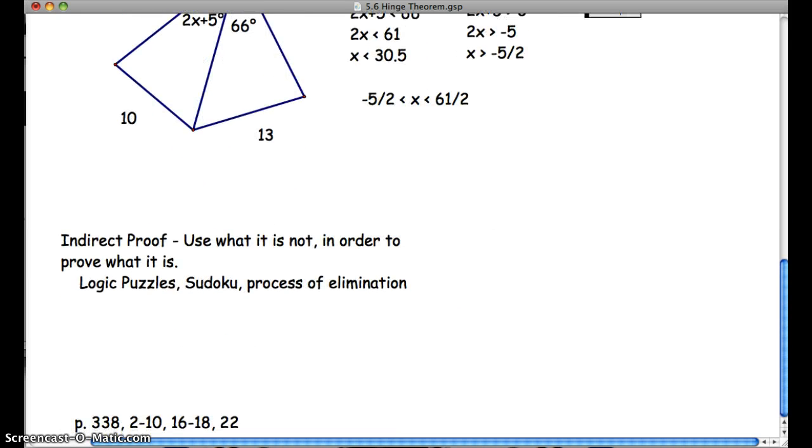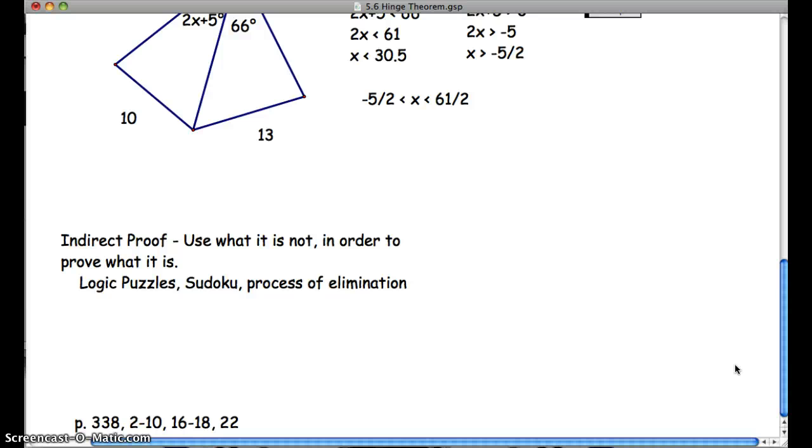Finally, last but not least, indirect proof. We don't even have to do a whole lot for this. Basically, an indirect proof is using what it is not in order to prove what it is. Logic puzzles and Sudoku, and process of elimination, those things are exactly what we're talking about: indirect proofs.